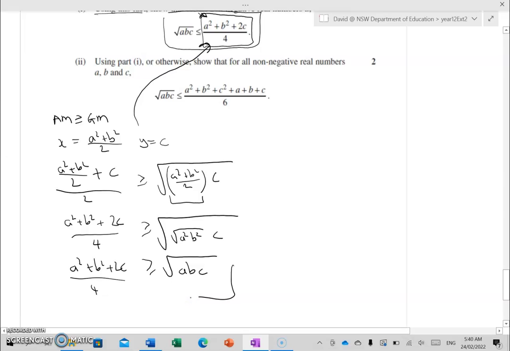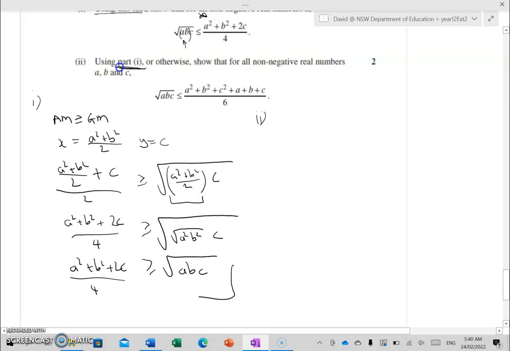There was another method of doing it, which if you want, you can have a look at the HSC solutions. They did this method, and they also did a method where they reversed and started from the left-hand side, bracketed the ab, and then worked from there. So that's part I. Part II.